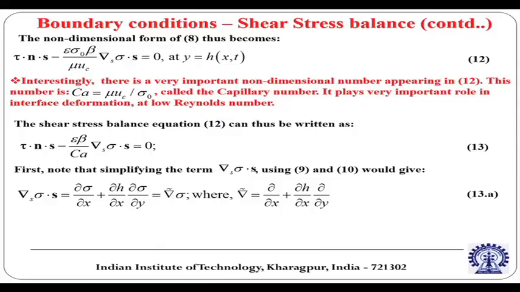So we will summarize this part through the slide. You can see the boundary condition equation 13, it is written here: tau dot n dot s minus epsilon beta by capillary number grad s sigma dot s equal to 0, where grad s sigma dot s is equal to, you can see that the chain rule is used, del sigma del x plus del h del x into del sigma del y. This is the shorthand notation we use, del tilde is del del x plus del del y into del h del x.